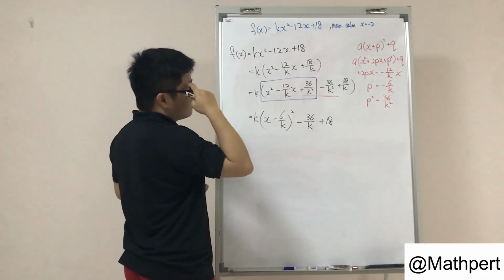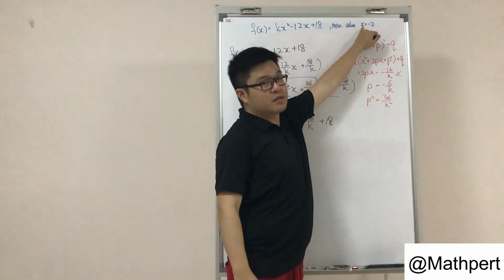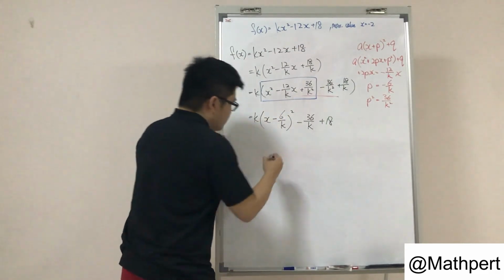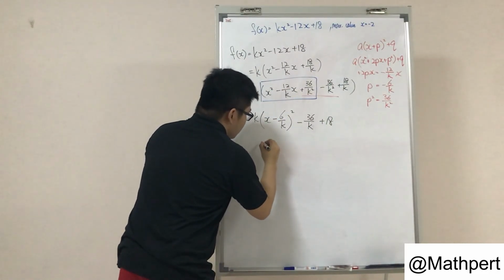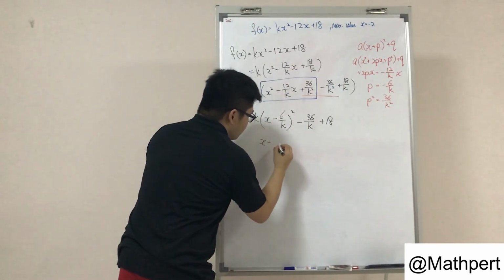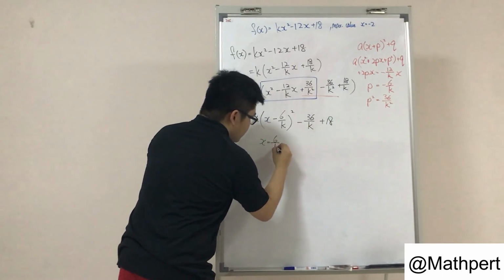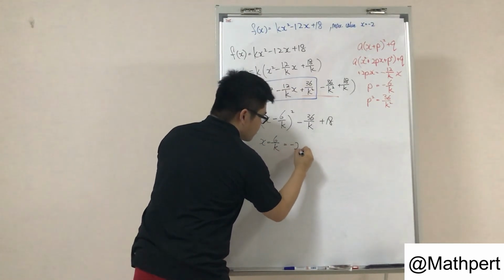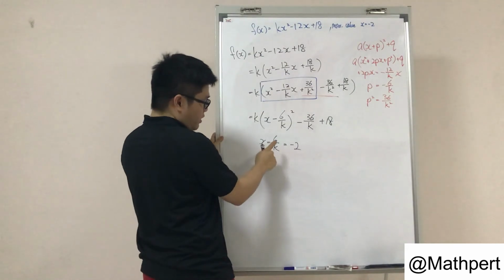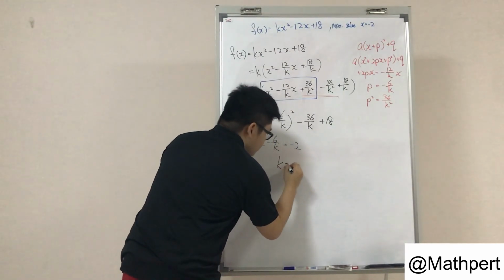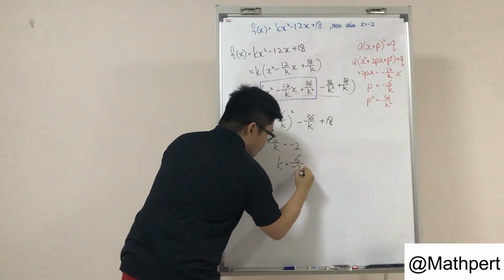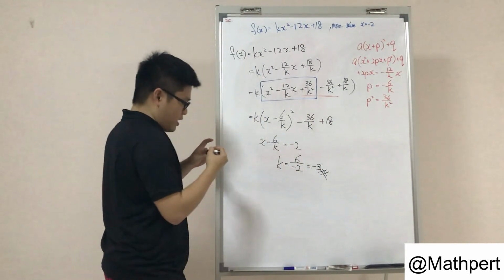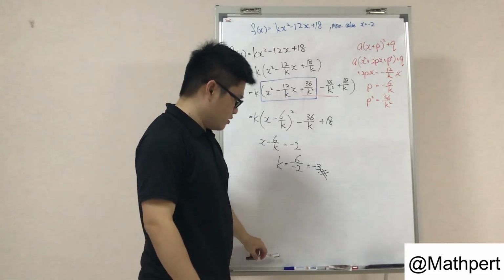So given by the question, x equals negative 2. Then this is x equals to 6 over k, meaning x equals to negative 2. So k is 6 divided by negative 2, which is negative 3. So the value of k is negative 3.